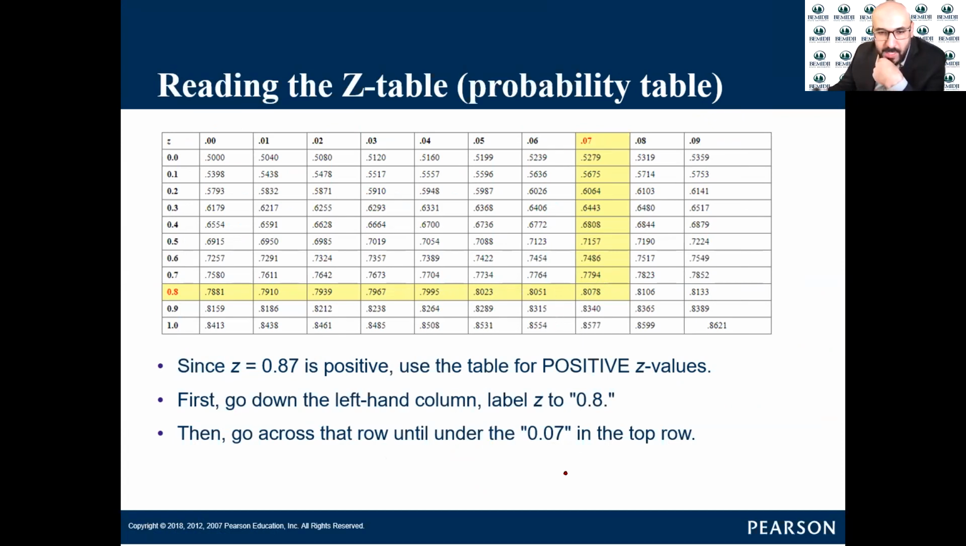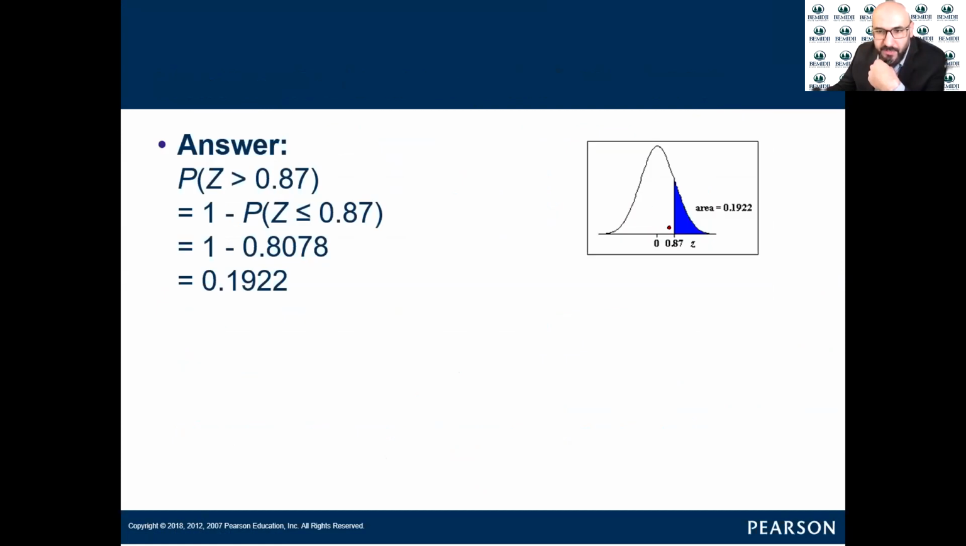And now what does that mean? That means the area from here to here, because we're calculating the area under the curve, is 0.8078. So 80% of the data is located from here to here, and the rest of it is from here to here.